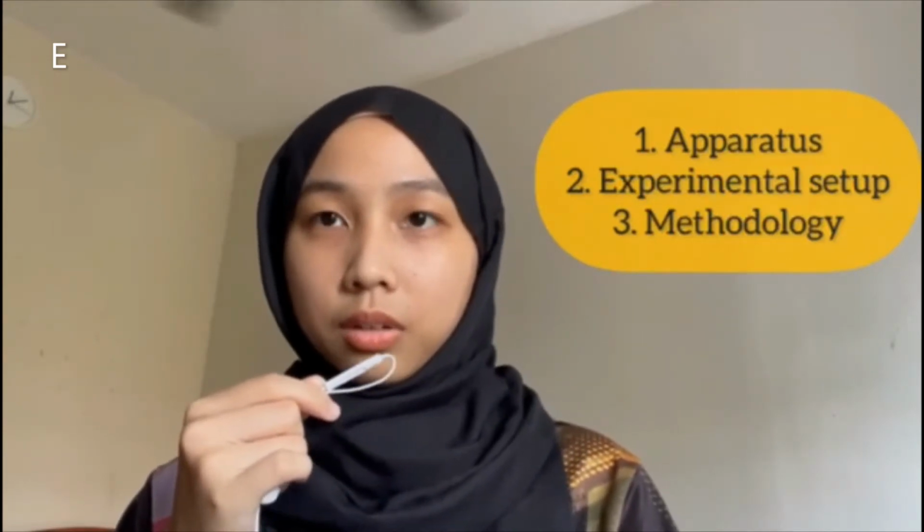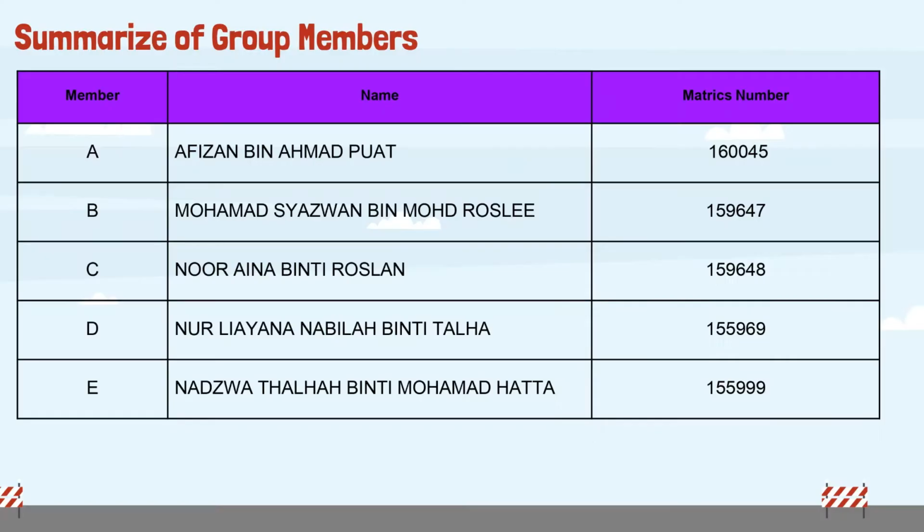Hereinafter we're known as group member E. Today we are going to show our group apparatus, experimental setup, and how we obtain the value of deflection using different constant angles, which are 0 degree, 45 degree, and 90 degree.